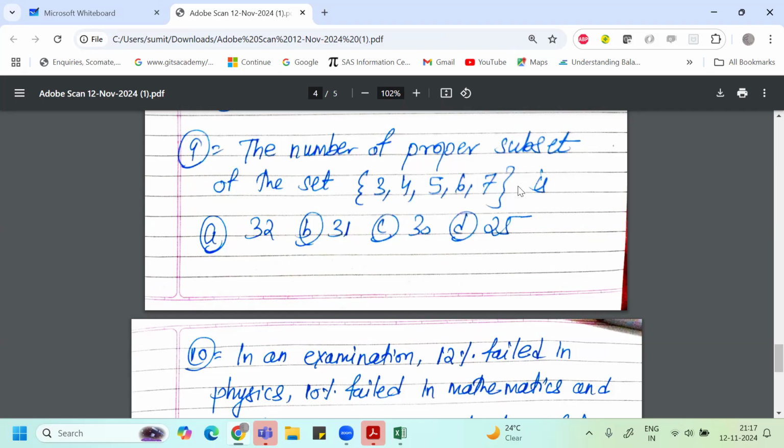Clear na? You know the formula of proper subset, 2 to the power n minus 1. So if 5 elements are there, then the proper subset would be 2 to the power 5 minus 1. Answer would be 31. Clear na?